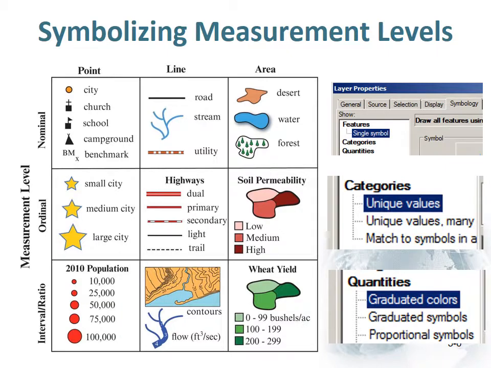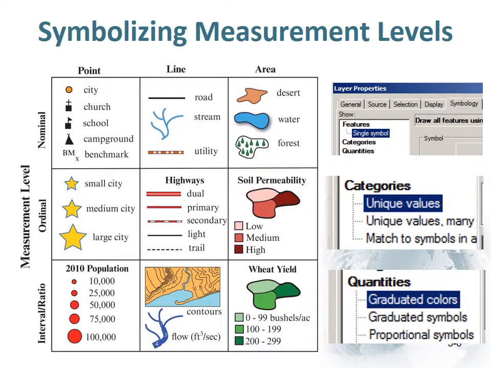The ordinal level, ordinal is ranked information. So here we're using, at the point level, the same symbol, but different sizes to indicate the rank or the difference in size between those things. Small cities, medium cities, large cities, and we're not necessarily applying an exact value to those, but the size of the symbol implies a ranking order. Highways being lines, there's an ordinal ranking there that's occurring on how much capacity each road has and how much investment and time we put into maintaining those roads as well.